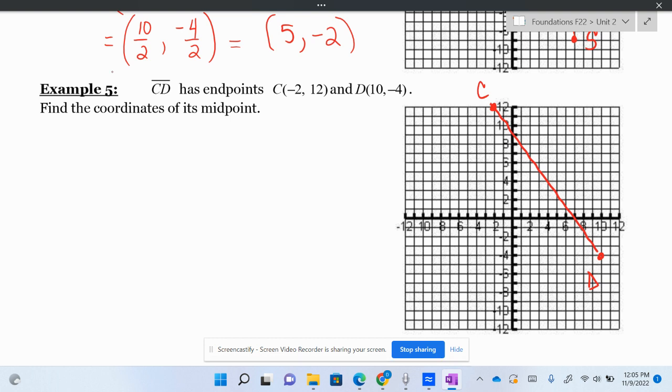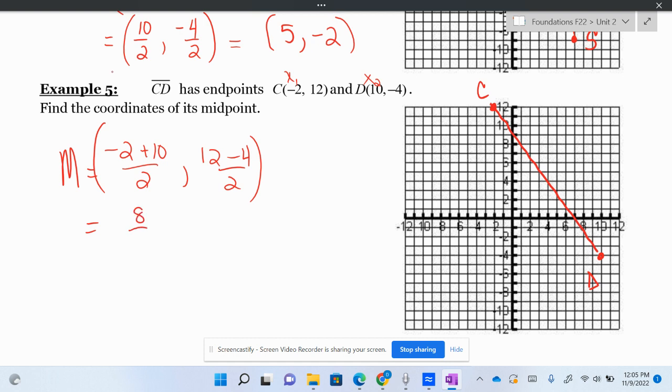So remember, we're going to take X1 plus X2 and divide it by 2. So -2 plus 10 divided by 2, and 12 minus 4 divided by 2. Okay. So -2 plus 10 is what? I'm not going to wait for you guys if you're not going to follow along with the notes. It's 8. So I have 8 over 2. And 12 minus 4 is 8. So I have 8 over 2. Does that reduce? 2, 4, 4. So our midpoint is right there.